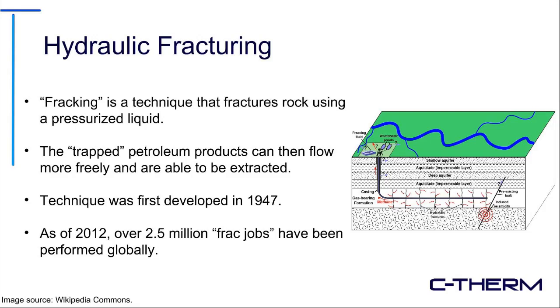The graph over on the right shows an example of this, but it can get fairly complex depending on the depth of the location, the surrounding geological matrix, and things like that. But this technique has been around for quite a while now. I believe the first experimental studies were in 1947. A few years later, they began some real world trials. As of 2012, that information is almost going on 10 years old, so there's probably been a few more since then. But 2.5 million frac jobs have been performed globally.